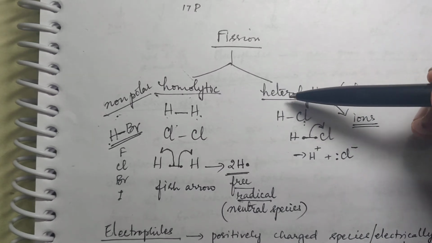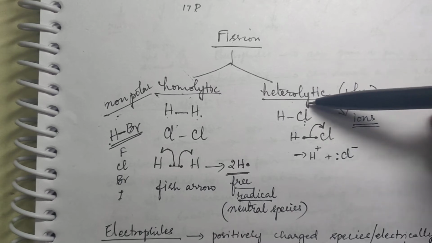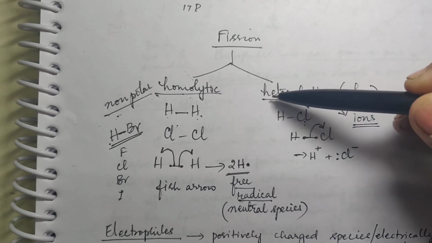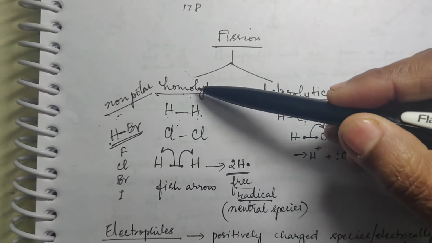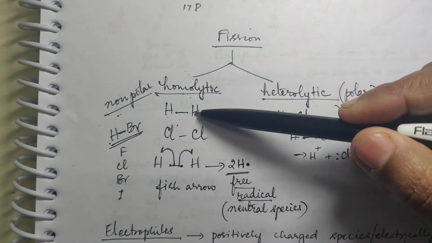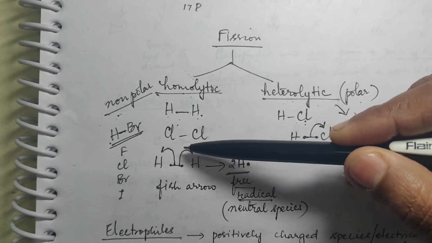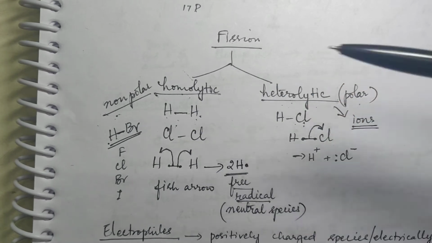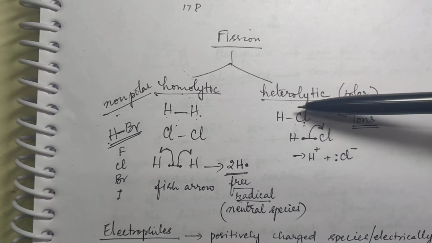Hetero means the bond between unlike atoms is broken. Lysis means breaking. So the lysis taking place between unlike atoms is hetero, and between like atoms is homolytic. If the bond is broken between two hydrogen atoms or two chlorine atoms, it is called homolytic, and if it is between two unlike atoms, then it is called heterolytic.